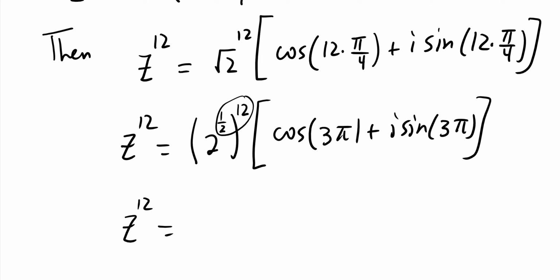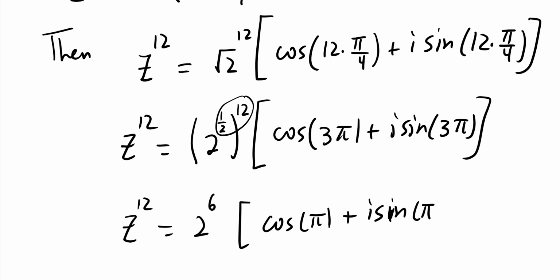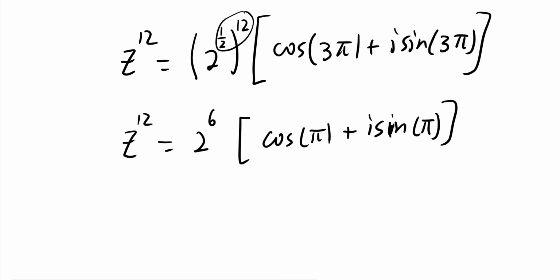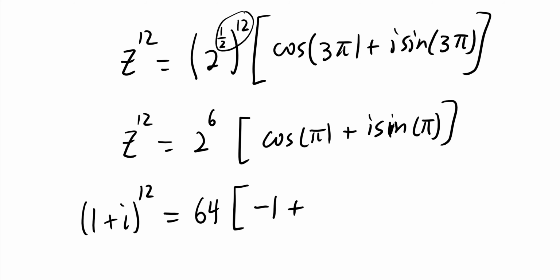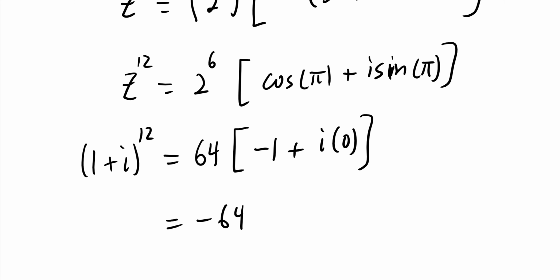And then what we get, z to the 12, simplifies to 2 to the 6, and 3 pi is the same as going back to pi. So it's cosine pi plus i sine pi. Any odd number of pi is pi. So this is 1 plus i to the 12. That's what z is. 2 to the 6, that's 64. Cosine pi is -1 plus i times 0. So that gives us -64.